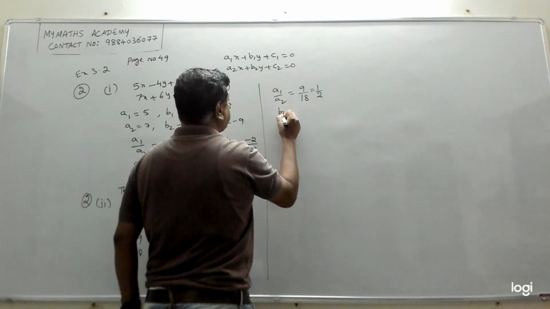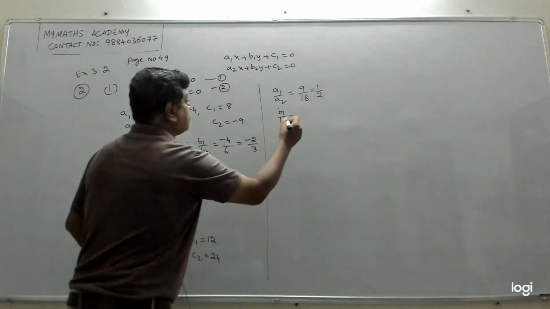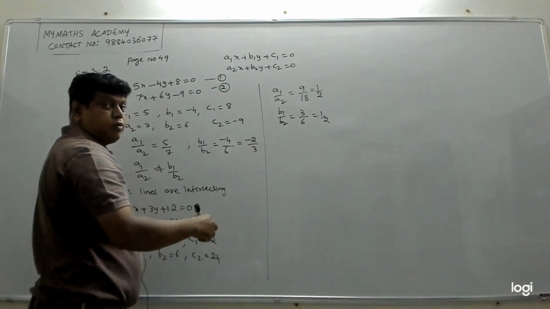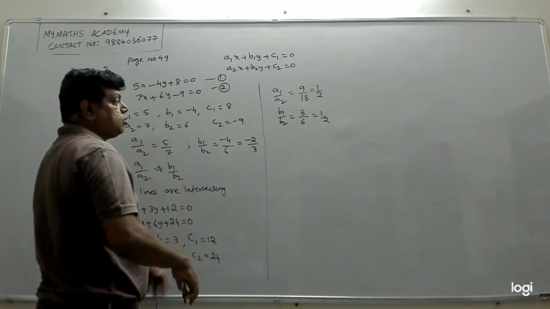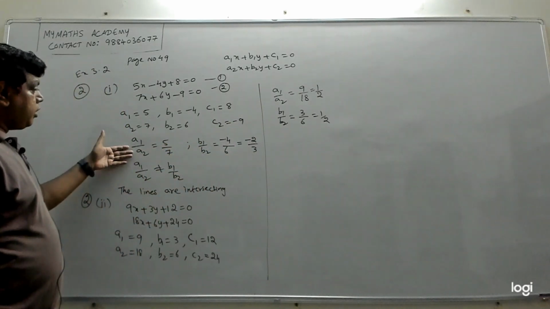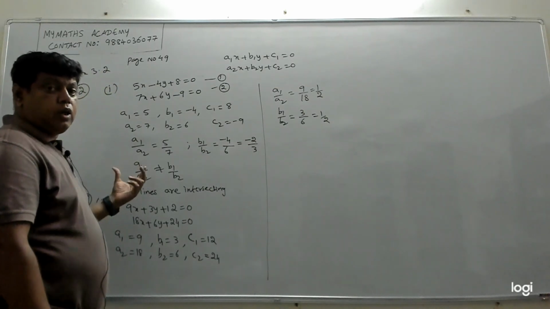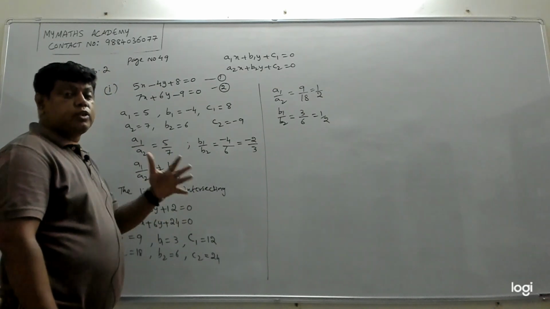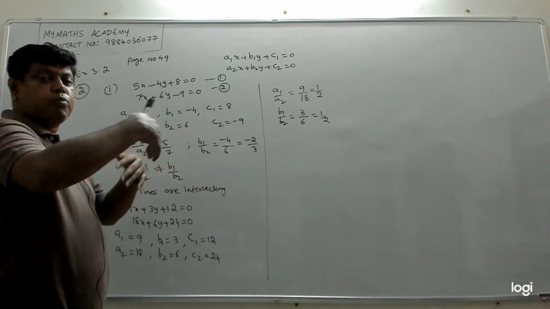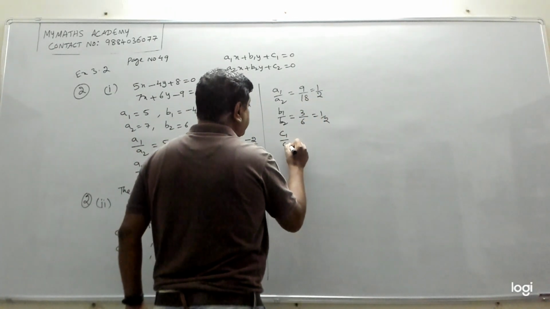Now what is b1 by b2? That is 3 by 6, which is also 1 by 2. The moment both are equal, we should continue and find c1 by c2. If they are not equal, then you need not find c1 by c2. You will find the ratio c1 by c2 only when a1 by a2 is equal to b1 by b2. Here they are equal, 1 by 2, 1 by 2, so we should continue to find c1 by c2.